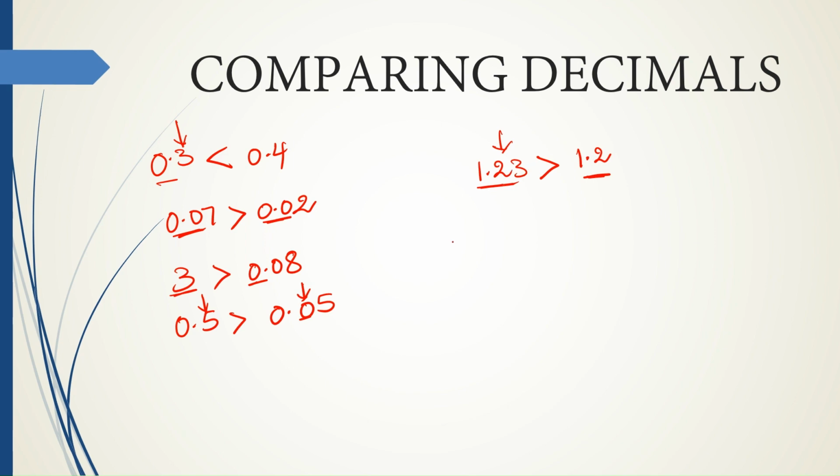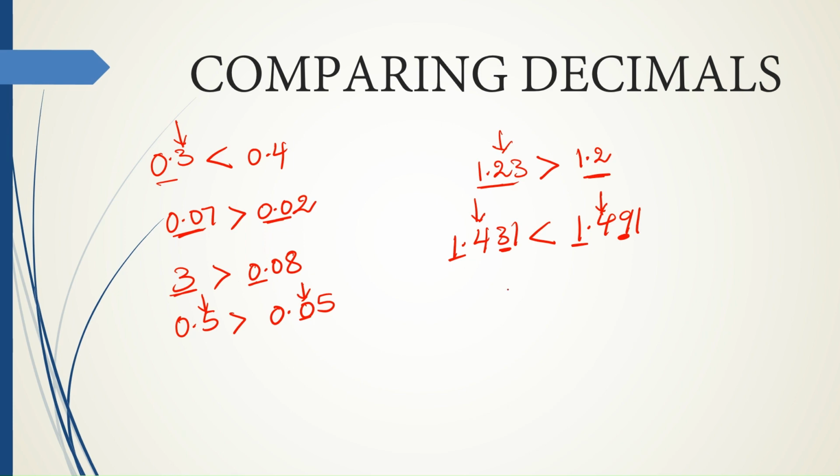Now 1.431 and 1.491. Consider the whole number part, both are the same. Tenth position, same for both. And the hundredth position, here it is 3 and here it is 9. 9 is greater than 3, so 1.491 would be greater.